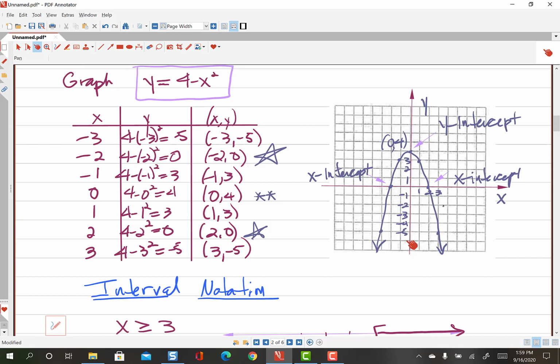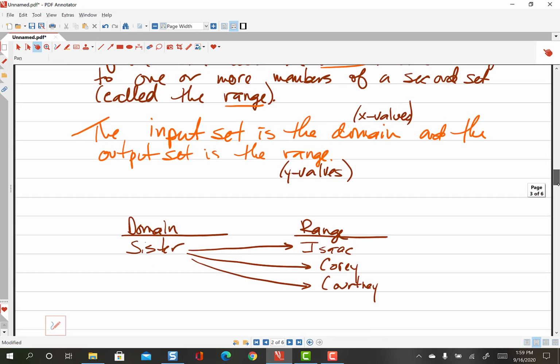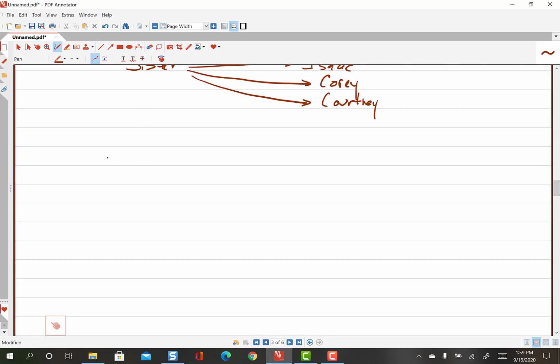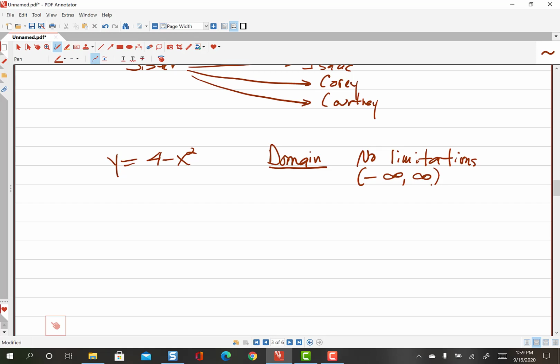Because our graph is going to continue down this way. We only drew a portion of it, but it's going to keep going and going. I really don't think there's any limitation on what we put in for x. So if I had an equation like y is equal to 4 minus x squared, our domain, think of this as your inputs. These are your x values. In this case, we could say there's no limitations. So what I can put in for my x values is going to be from negative infinity to positive infinity.